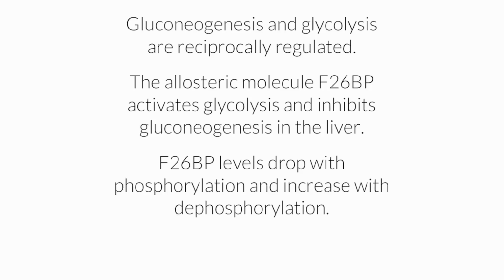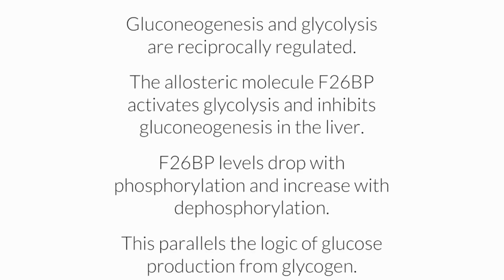F26BP levels drop with phosphorylation and increase with dephosphorylation of their particular enzymes, which means a signal that phosphorylates causes a drop in F26-bisphosphate and an increase in gluconeogenesis. This parallels the logic of glucose production from glycogen, so we can see how one set of signals can give rise to two parallel physiological responses.